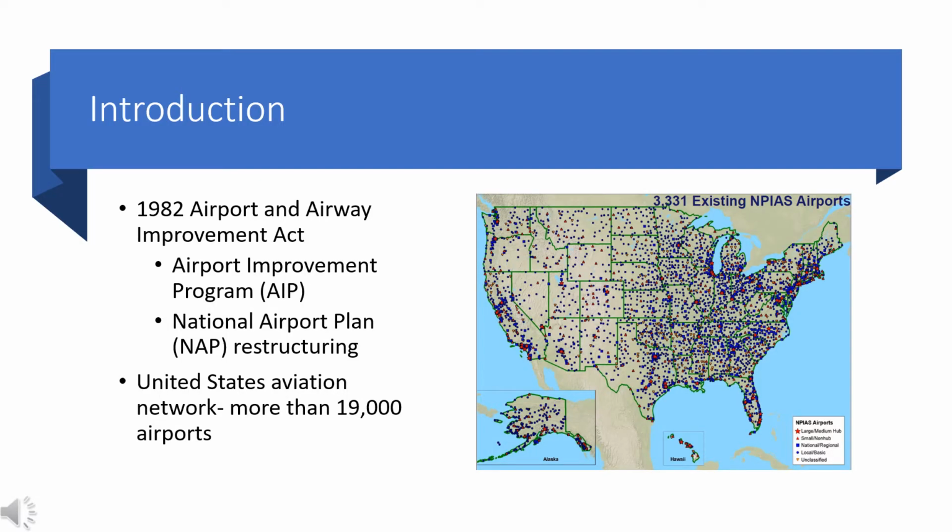In 1982, the United States passed an Airport and Airway Improvement Act, which both implemented the Airport Improvement Program, or AIP, and also restructured the National Airport Plan, or NAP, into the National Plan of Integrated Airport Systems, which is called NPIAS today. While the United States aviation network supports more than 19,000 airports, the NPIAS system only reports on those airports which are eligible for funding via the AIP program. This equates to approximately 3,000 to 4,000 airports.